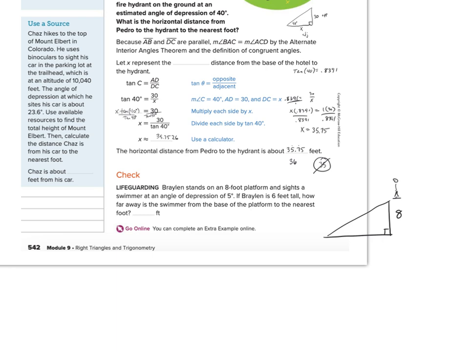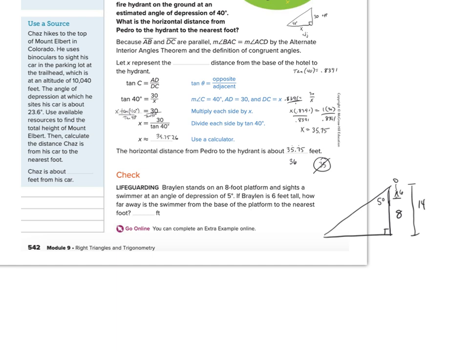And sights a swimmer at an angle of depression of 5 degrees, and he is 6 feet tall. So this entire length right here is 14. How far away is the swimmer from the base of the platform?